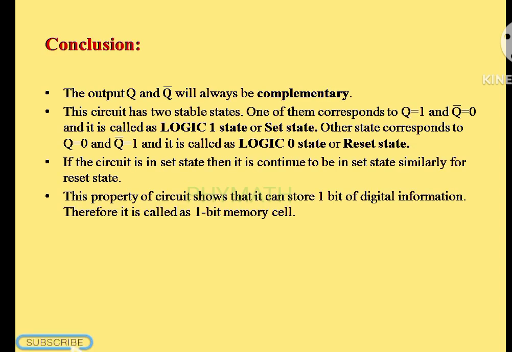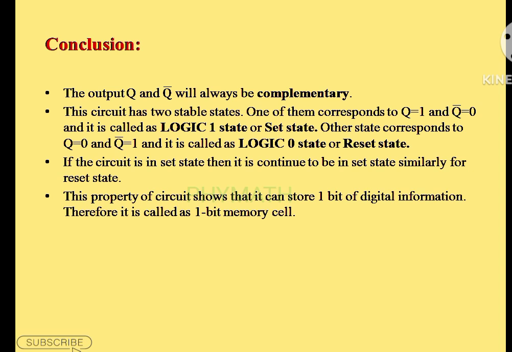Now what is our conclusion? The outputs, that is Q and Q bar, will always be complementary. Now what is meant by complementary? As we have seen the working of the circuit, if Q equals 1, then Q bar equals 0, and if Q equals 0, then Q bar equals 1. Means the outputs, that is Q and Q bar, will always be complementary. That will be our first conclusion.